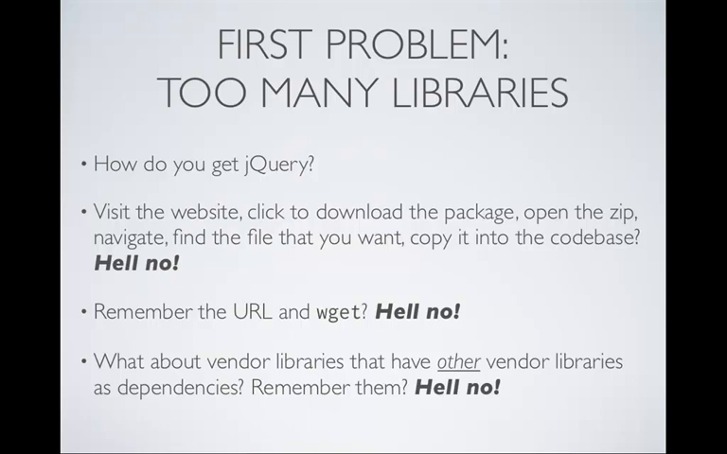Okay, so a little bit of tooling. But now we have problems and need tools for them. The first one is too many libraries. How do you get jQuery? How do you put jQuery into your project, assuming you don't get it for free with a tool that's scaffolded out already like Drupal? Go to the website, download it, open the zip, remember the URL and wget right into your project? No, hell no. What about when you get more complex and you have something like Backbone that has dependencies, where you have to have jQuery running and you have to have Underscore running before Backbone will do anything? Three URLs that you're going to remember and wget into your project? Hell no.